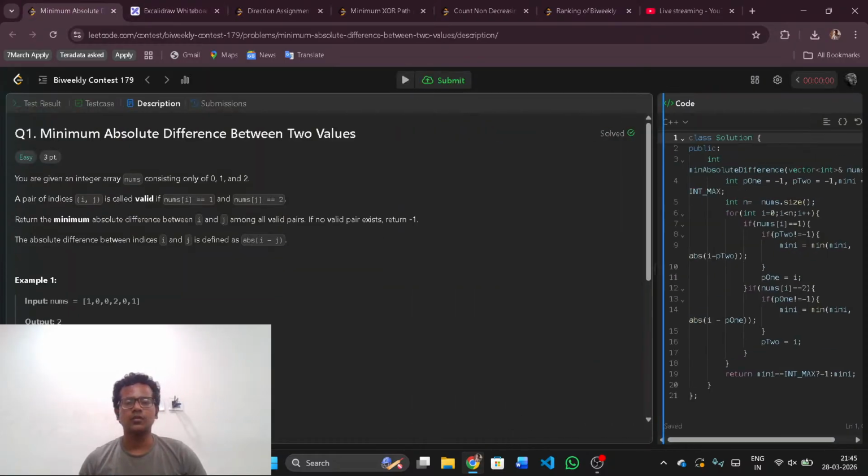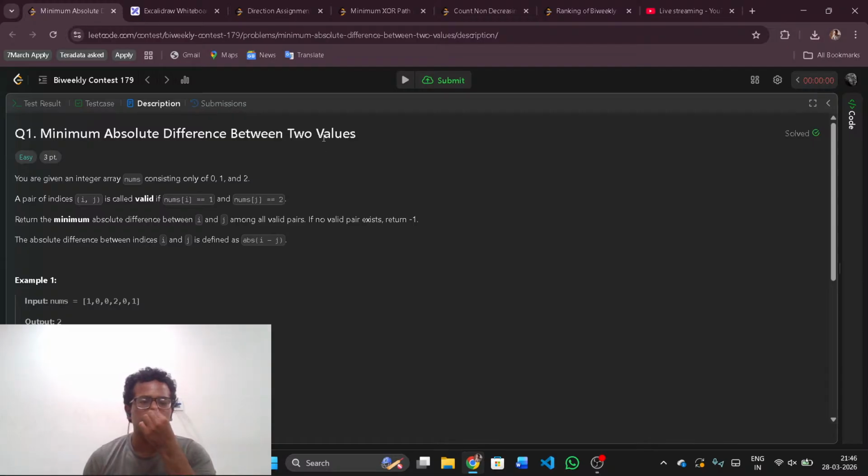Now, what is given in the problem? Minimum absolute difference between two values. You are given an integer array nums consisting only of three integers, either 0 or 1 or 2. A pair of indices i, j is called valid if nums[i] is equal to 1 and nums[j] is equal to 2. Return the minimum absolute difference between i and j among all valid pairs. If no valid pair exists, return -1. The absolute difference between i and j is defined as the absolute value of i minus j.